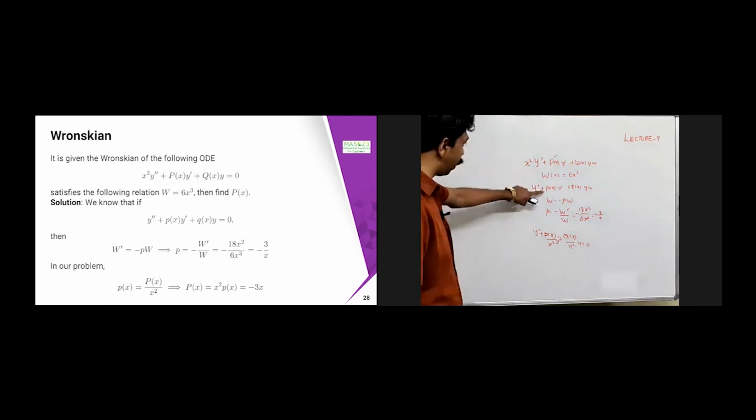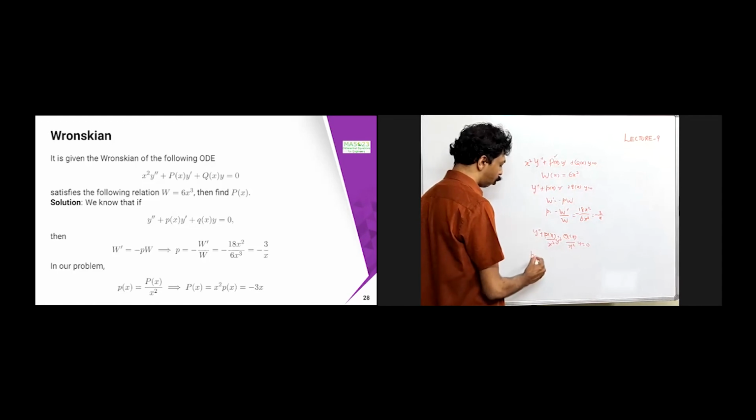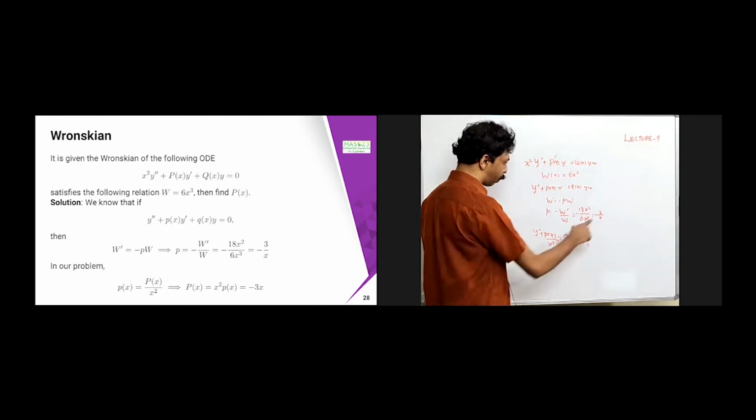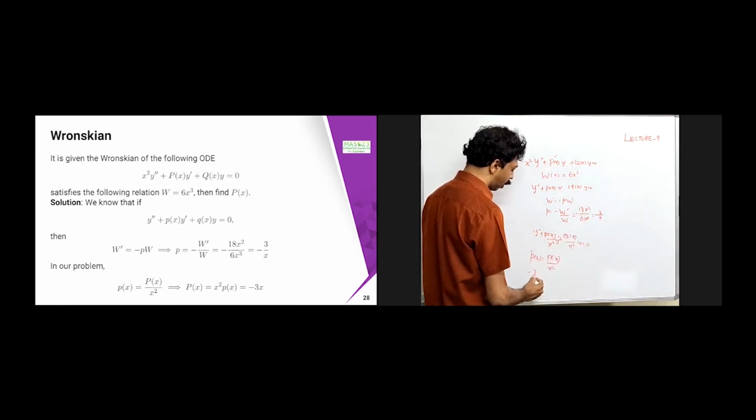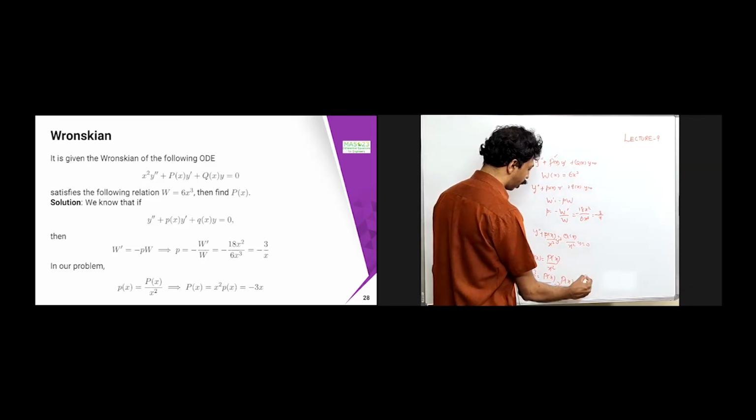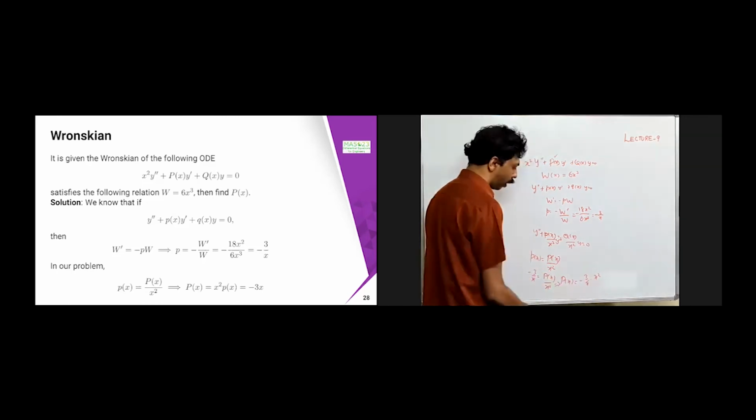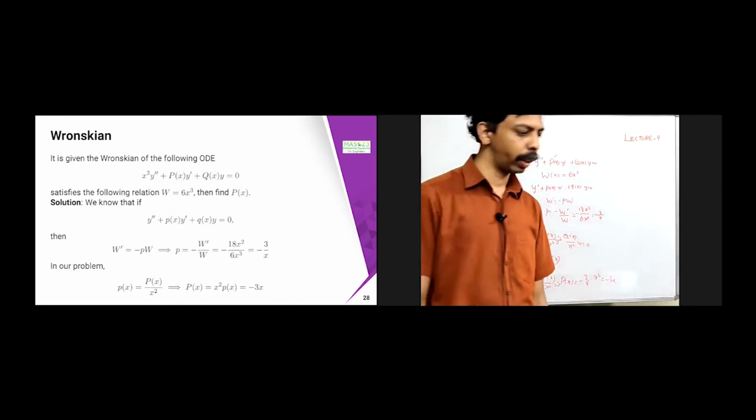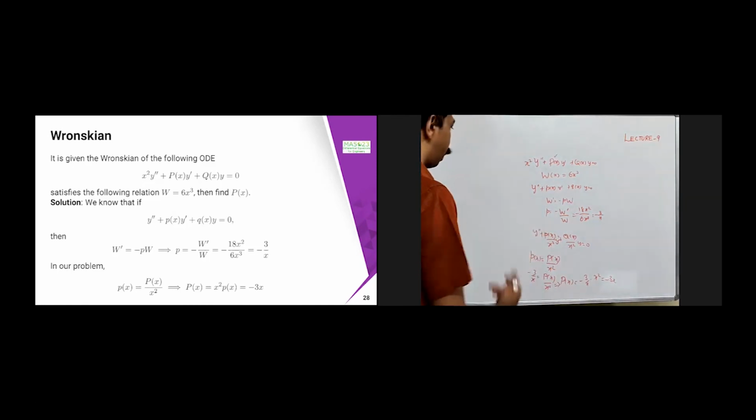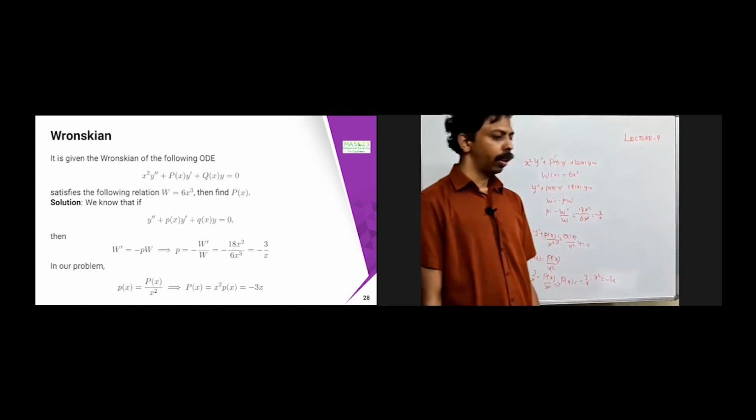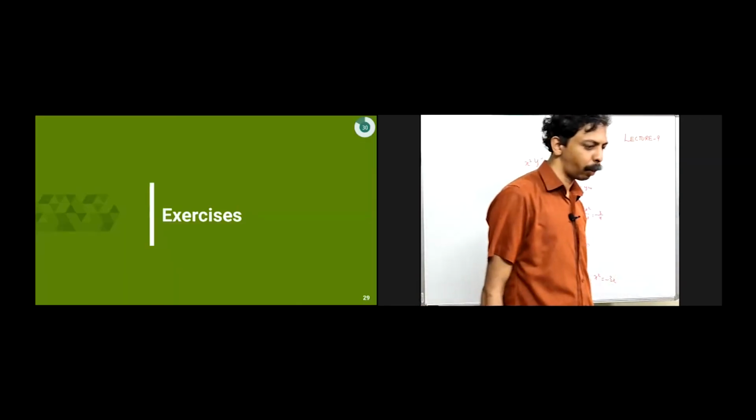In that case, this is exactly a similar form. Therefore, your small p of x is nothing but capital P of x by x square. What is your capital P of x? P of x is minus 3 by x. So minus 3 by x is equal to P of x by x square. Therefore, your P of x is going to be minus 3 by x into x square, so this is going to become minus 3x. So this is the problem. Usually some of these problems will be asked in CSIR or GATE exam questions. Some exercises I will provide which you can do.